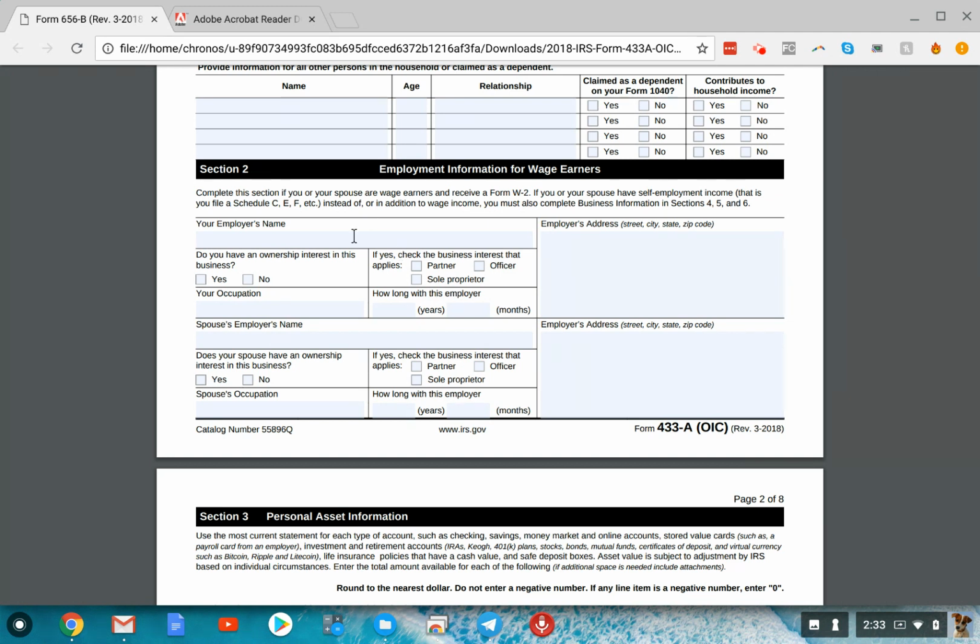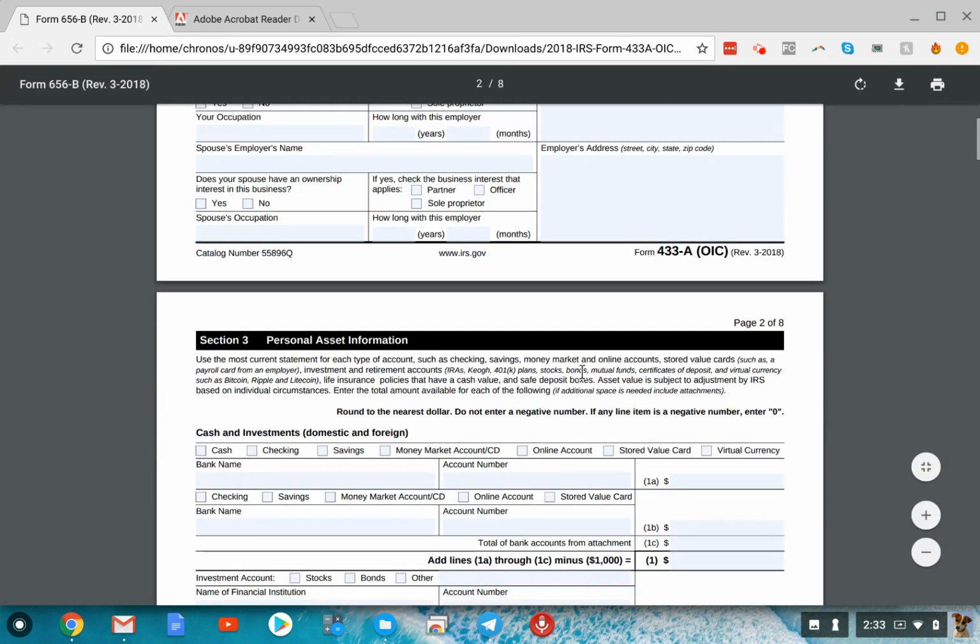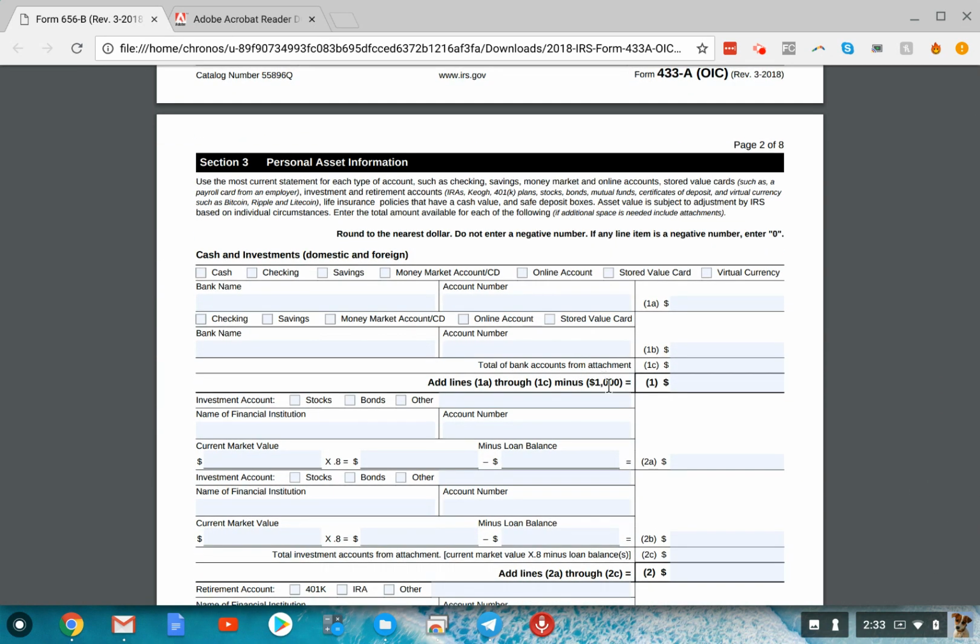If you are self-employed, technically you can just skip this section, but what we do just to make it easy is I just write self-employed in caps right there, and then they end up knowing where to go. And they look at the next section that's way down there that covers that.